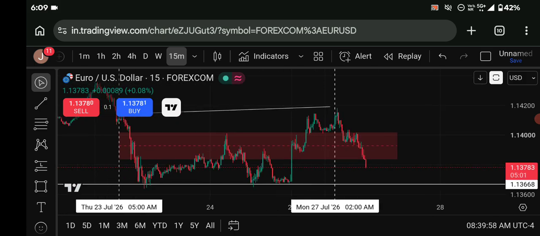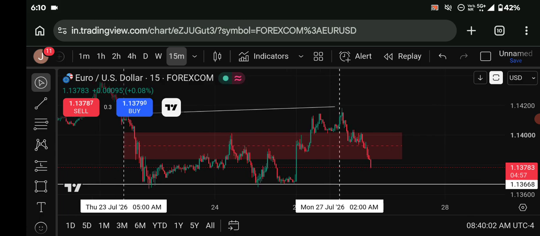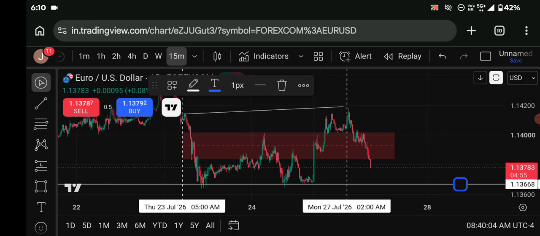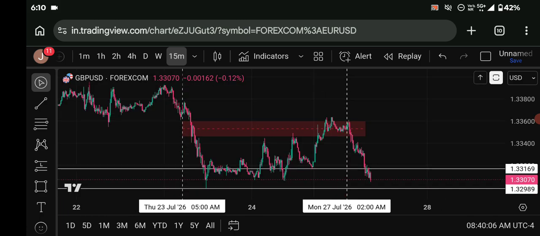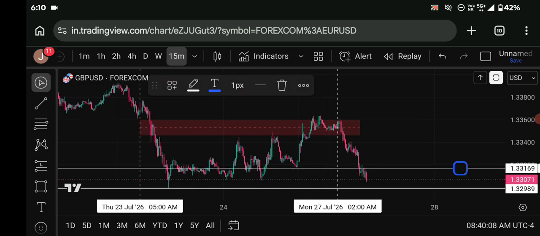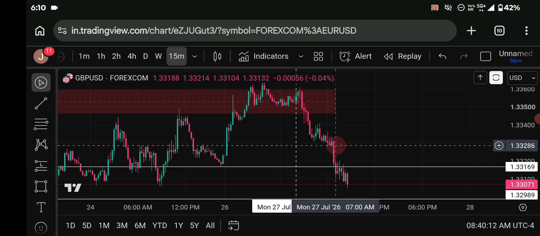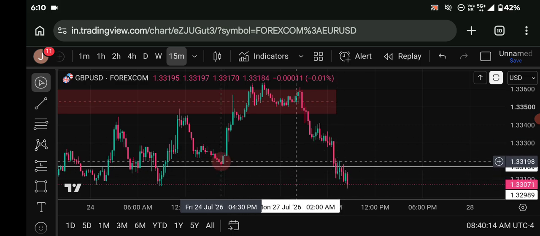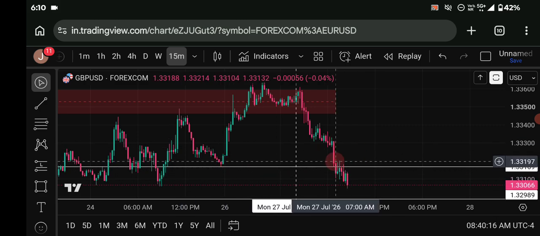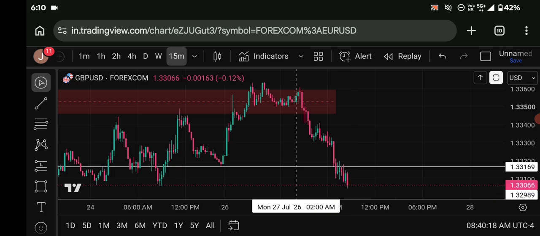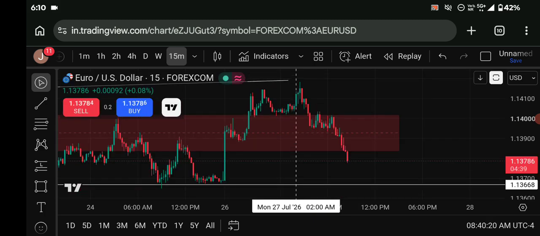you can see the line where I have drawn this, this is the market structure shift on Euro USD. It hadn't happened, but on the GBP USD you can see that this is the MSS. If the price candles close down below this market structure shift, the minute it crossed this 15-minute MSS, I immediately entered my trade on Euro.